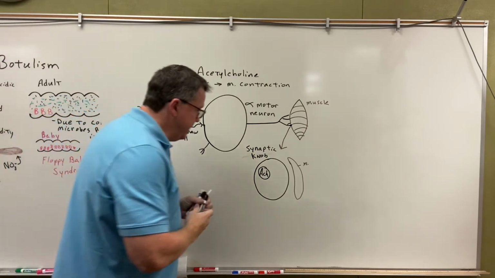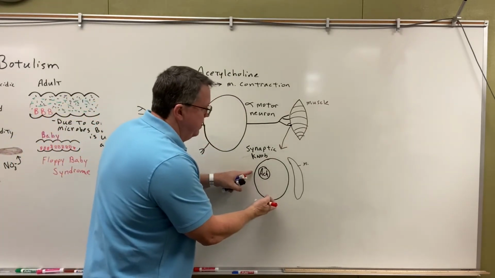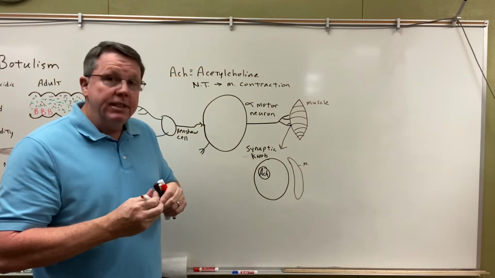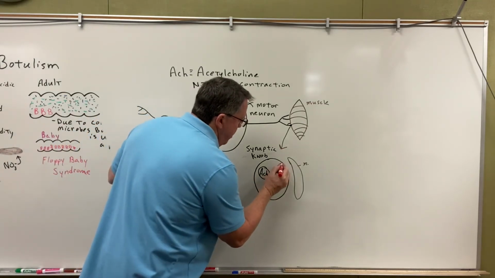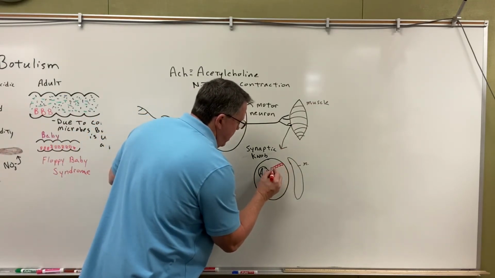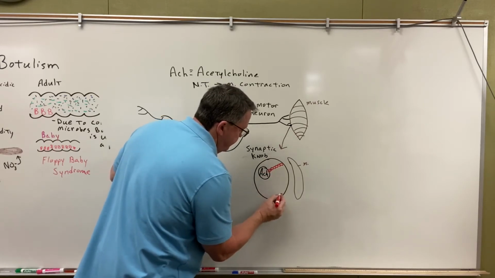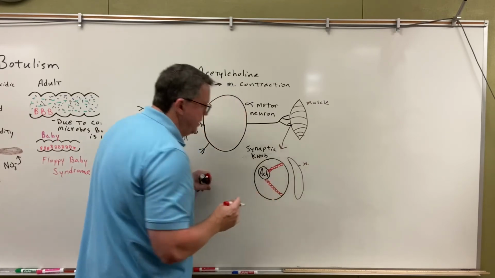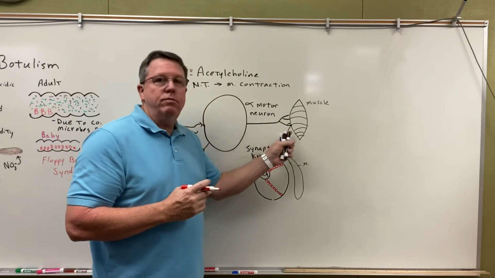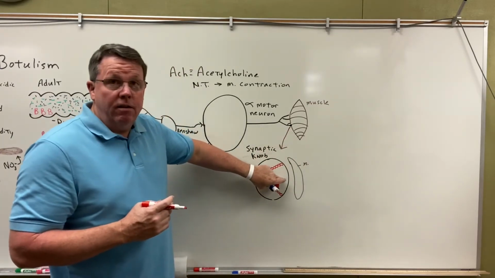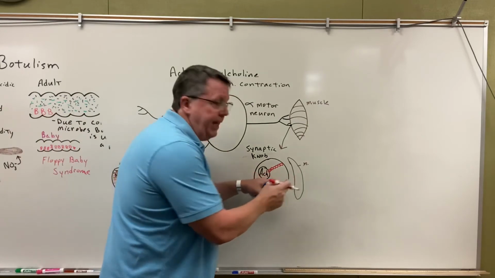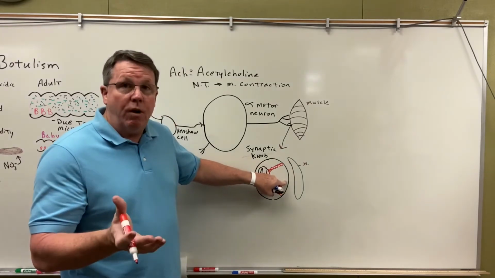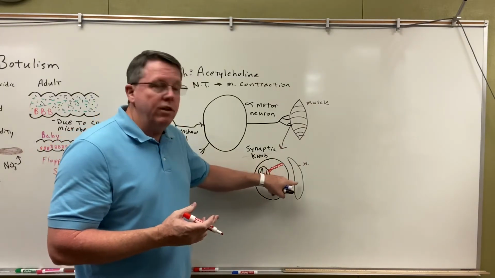Now, inside of the end of this part here, we have something called snare proteins. I'm just going to draw my snare proteins like this, with little fingers that grab onto this. What the snare proteins will do is, as the impulse comes down and the electricity gets here, they will pull the ACH so that this part will bond with the cell membrane. It becomes a part of the cell membrane and releases the acetylcholine so it can go over to the muscle.